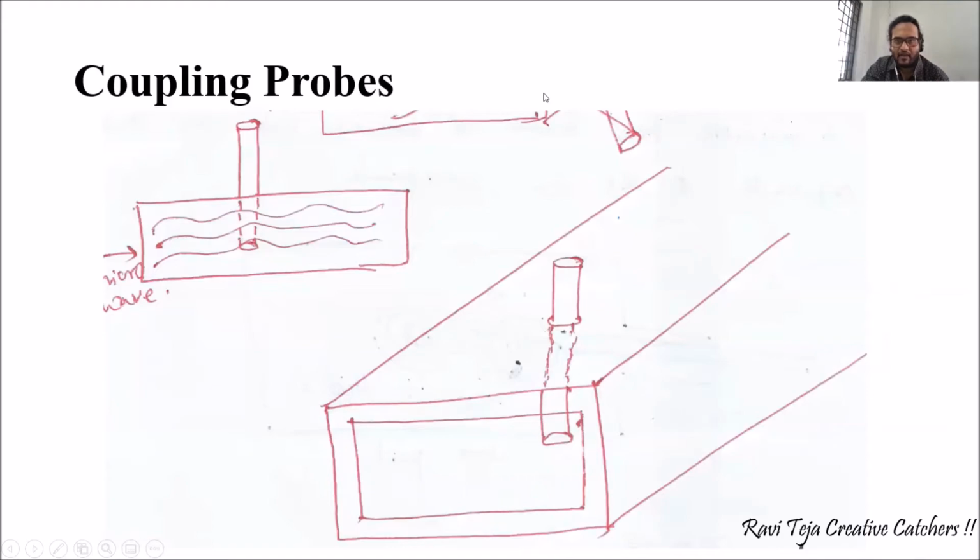This is how a coupling probe looks. See, this is a cavity resonator or a waveguide through which we have made a hole and we have inserted a pipe-like kind of structure.